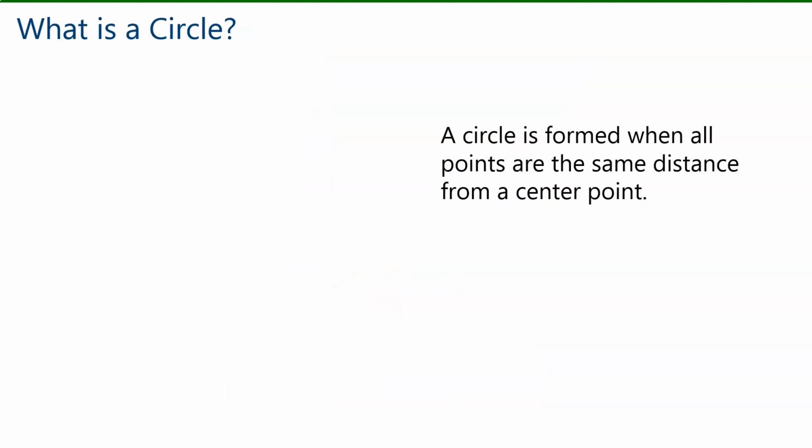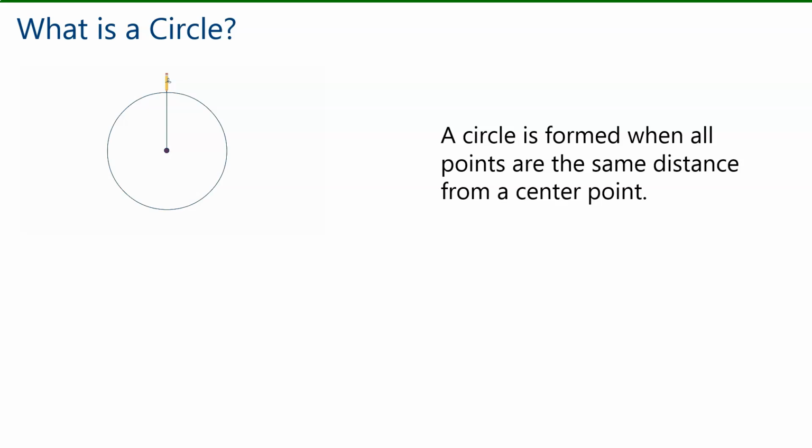So now let's look at the definition of a circle. A circle is formed when all points are the same distance from a center point. So say I have the center here with a point some fixed distance away. If I continue to draw a bunch of points, all of them being the same distance from the center, then what I create, in fact, is a circle.